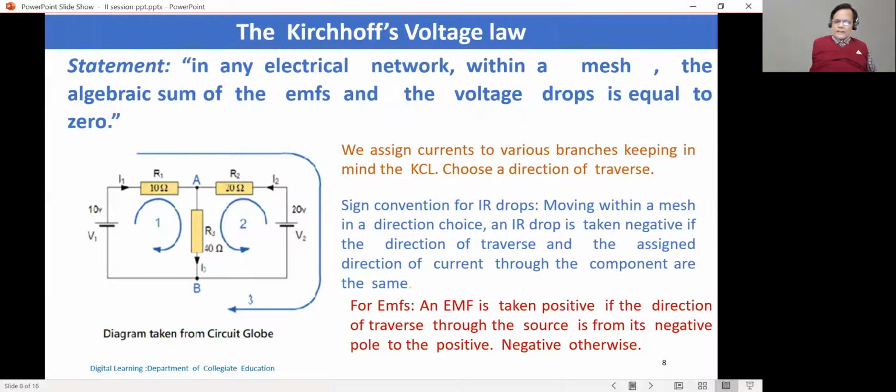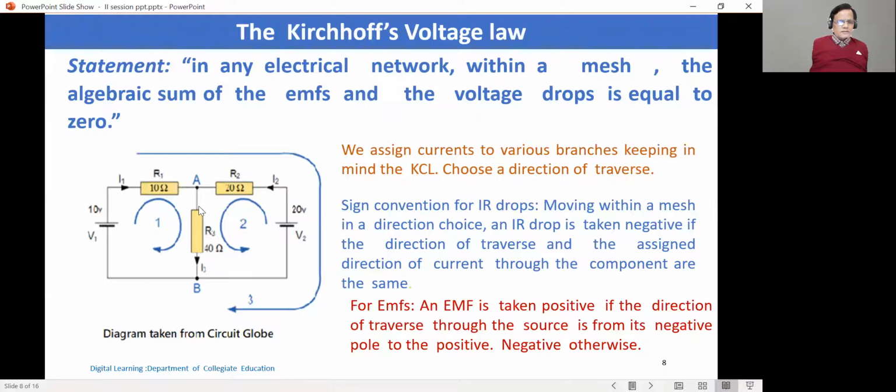Now, as far as applying the result to a practical situation is concerned, we are faced with the issue of assigning directions to the voltage drops. We adopt a simple principle that within a given mesh, we traverse the mesh in a direction of our choice. Before we do so, we assign currents to the various branches of the circuit. What is a branch? A branch is a part of the electrical network within which the current flowing is the same.